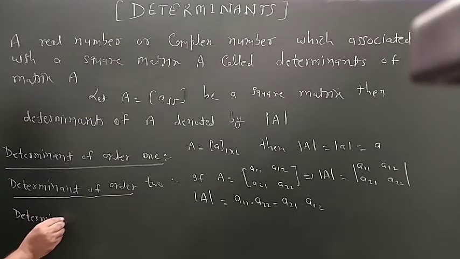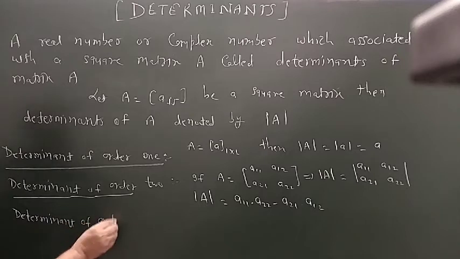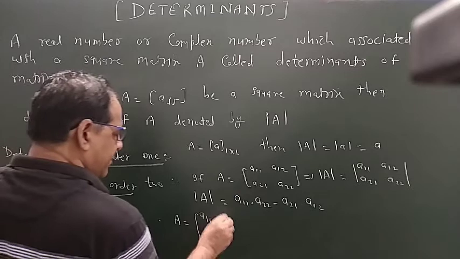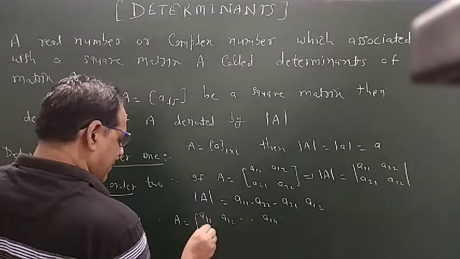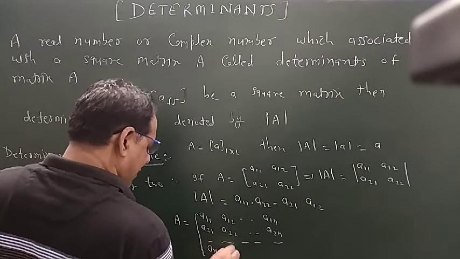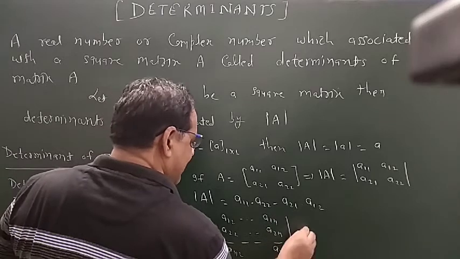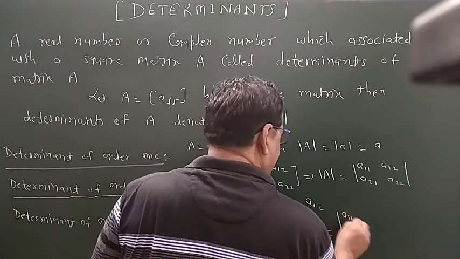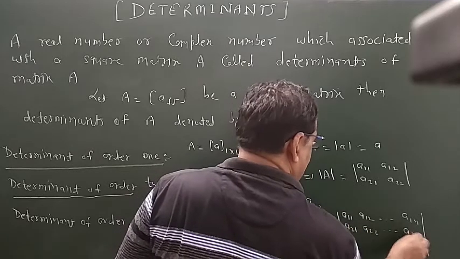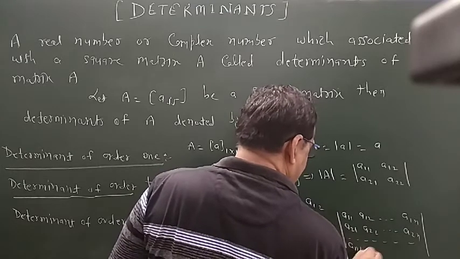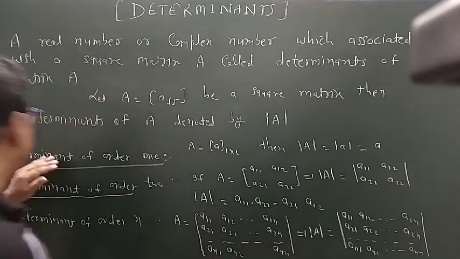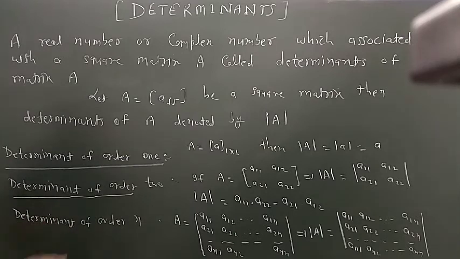Similarly, the determinant of order n. Suppose that A is a matrix of order n by n with entries a11, a12, up to a1n, a21, a22, up to a2n, and finally an1, an2, up to ann. Then the determinant of A can be written in the same arrangement, and after simplifying, we get the value of the determinant of A. So this is the way of writing the determinant of order 1, order 2, and order n.